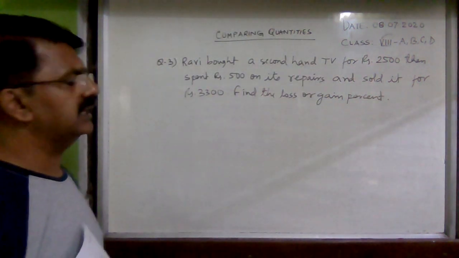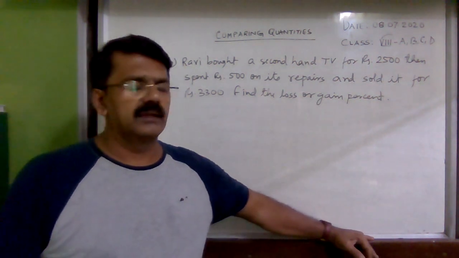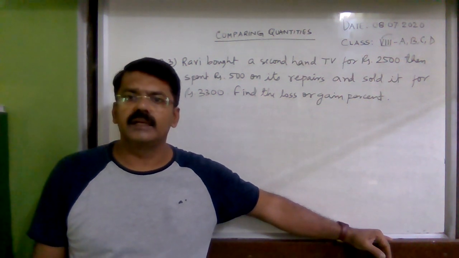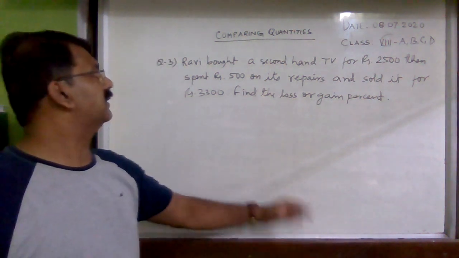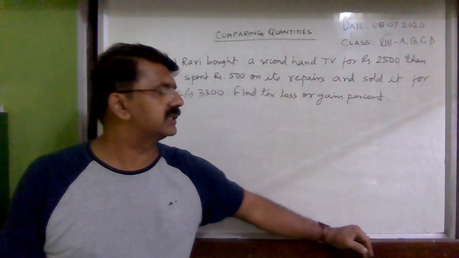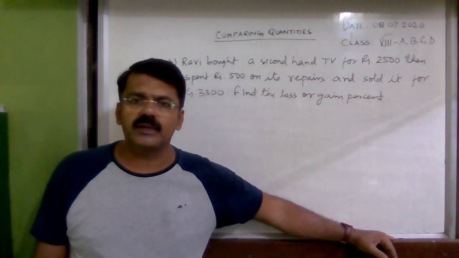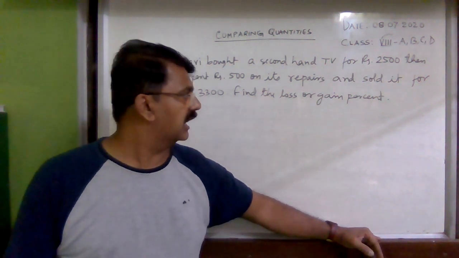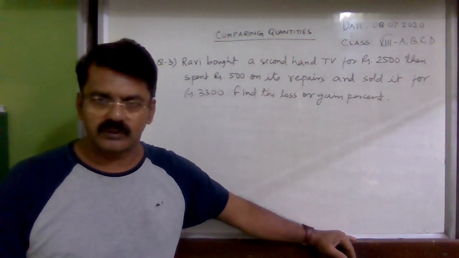So in this case, no discount is there. Ravi bought a second hand TV for rupees 2500. Now the TV requires some repairing work, so for that he spent rupees 500, and then he sold the television at rupees 3300. Now you have to check whether there is a profit or a loss, and you have to find the profit and loss percent also.